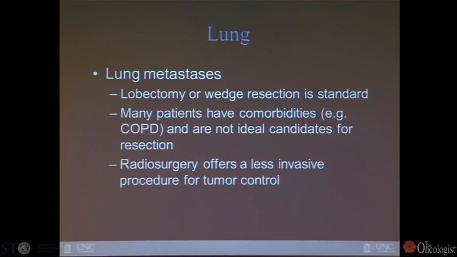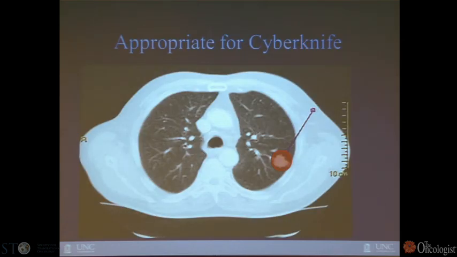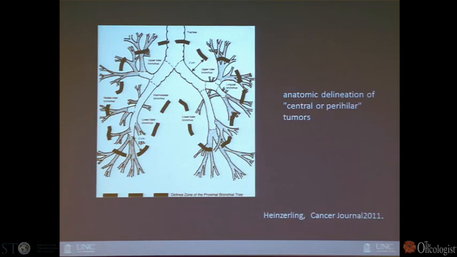And also, there are a lot of data in terms of long-term follow-up and curative treatment of oligometastatic disease. So many patients have comorbidities, they have COPD, they may not be candidates for resection, and radiosurgery is a possibility for treating generally the patients who are not ideally treated for one reason or another by another approach. Here's an example of a peripheral lesion that could be treated with CyberKnife. Sometimes it's an issue of preference in terms of what you do.